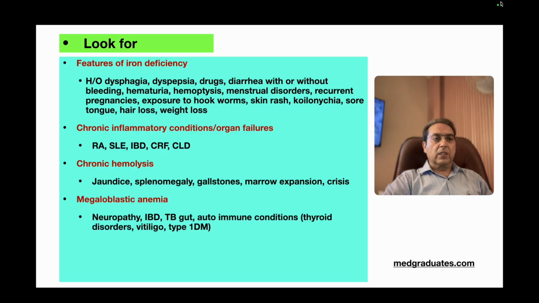Patients with megaloblastic anemia may have a neuropathy, and may be associated with inflammatory bowel disease, particularly Crohn's and TB of the distal gut. Autoimmune conditions may be associated with pernicious anemia, like thyroid disorders, vitiligo, type 1 diabetes mellitus.